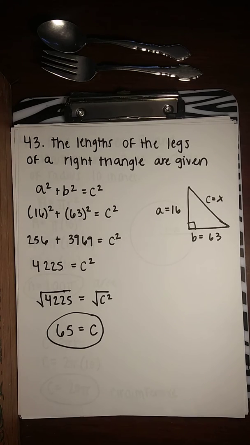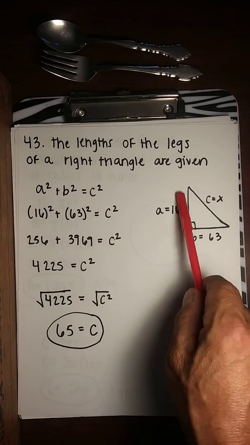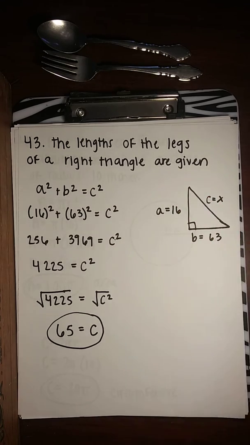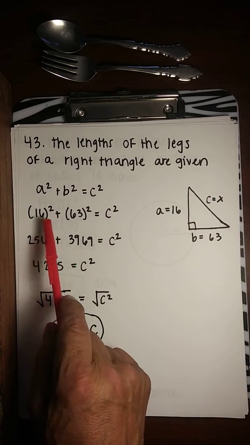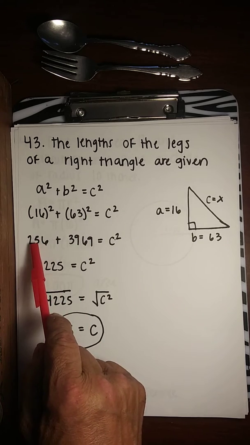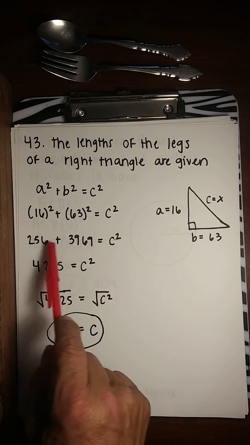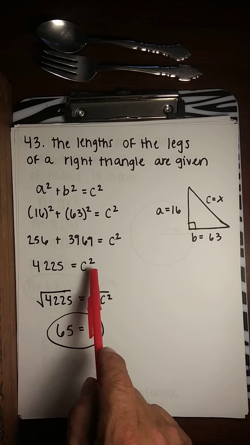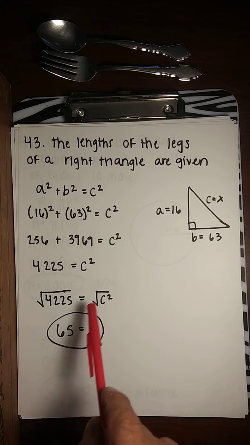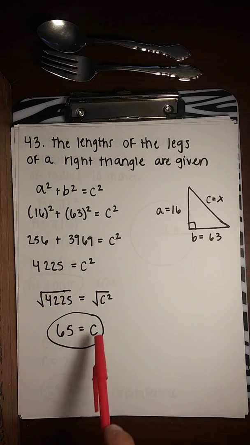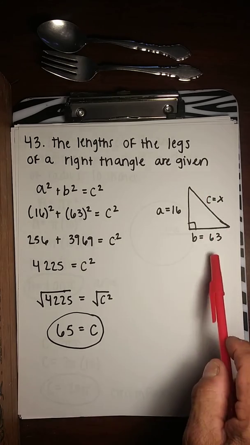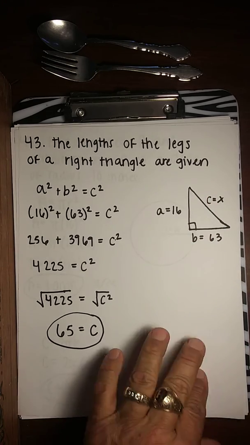The lengths of the legs of the right triangle are given. These are the legs and the hypotenuse right here, from the Pythagorean theorem. So 16 squared, 63 squared is going to be that number and that number. Add those numbers together, you're going to get 4225. So square root of the left side, square root of the right side. So this is going to be 65 equals what? C. The hypotenuse is going to be 65.